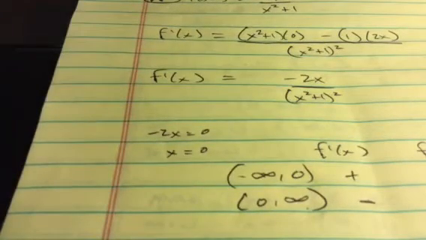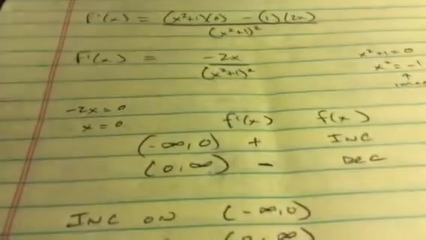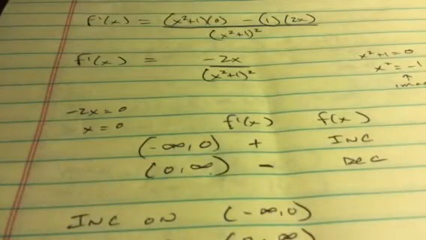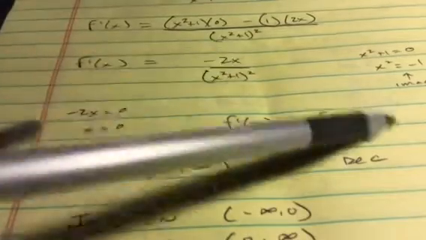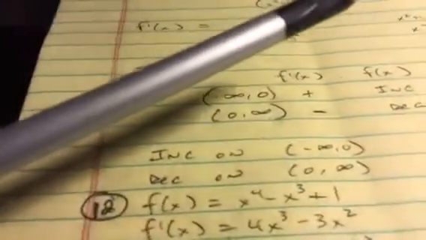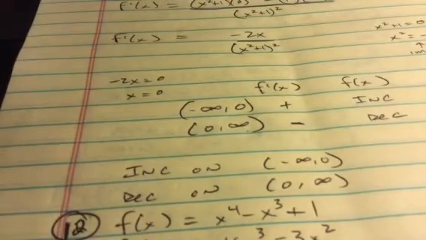Set negative 2x equal to 0. X is 0, your critical value. All right, so negative infinity to 0, 0 to infinity. Again, plug it in right there. When you plug a negative in, that's going to be positive. Plug a positive in, that's going to be negative. So you have increasing on negative infinity to 0, decreasing on 0 to infinity.